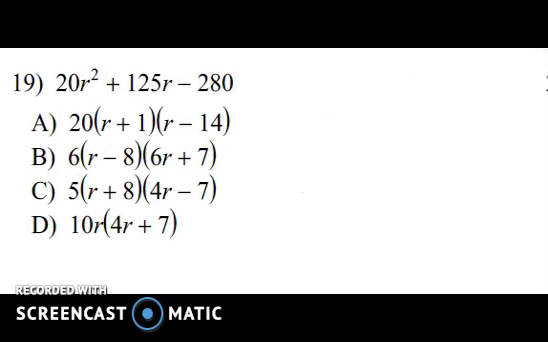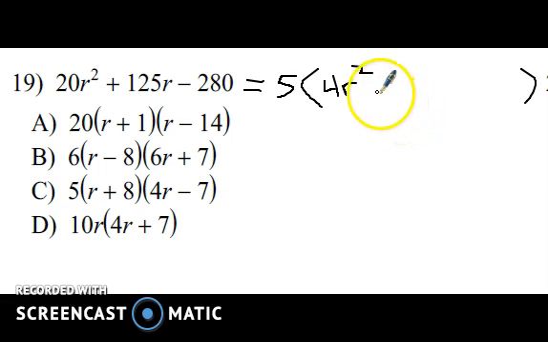So for our next question, we're going to start off by identifying a greatest common factor. 20, 125, and 280 all have a common factor of 5 in each. So I can pull a 5 out of each one of these terms. 20 divided by 5 is 4. And 125 divided by 5 is 25. And let's see, 280. 280 divided by 5 is equal to 56.